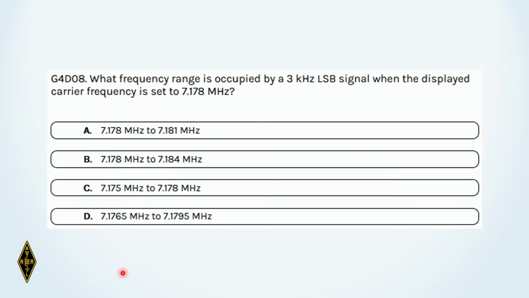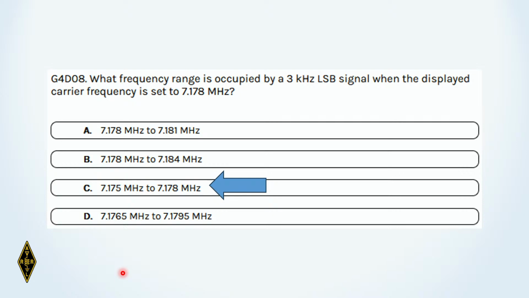And what frequency range is occupied by a 3 kilohertz lower sideband signal when the displayed carrier frequency is set to 7.178? It's lower sideband. It's going to be Charlie. 7178 is the top end, and you go 3 kilohertz below, so it'll be to 7175.